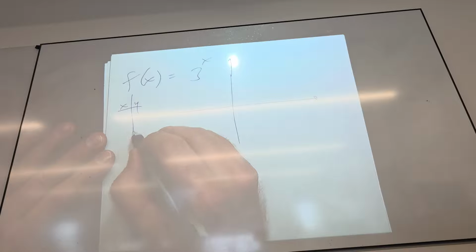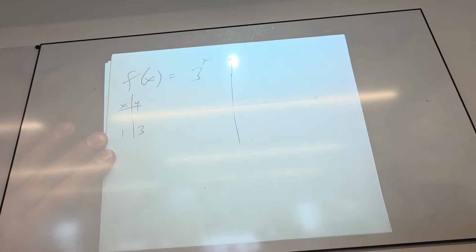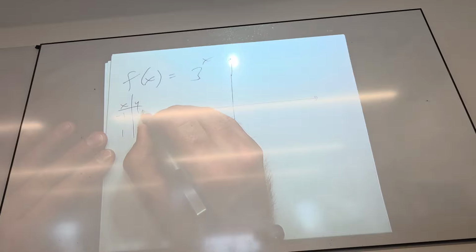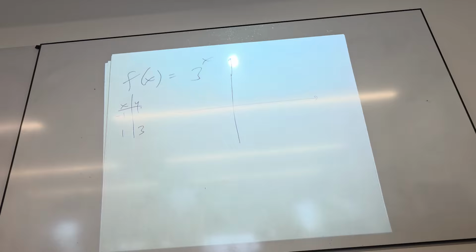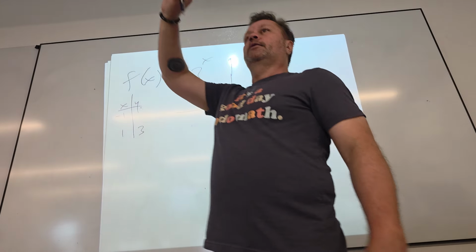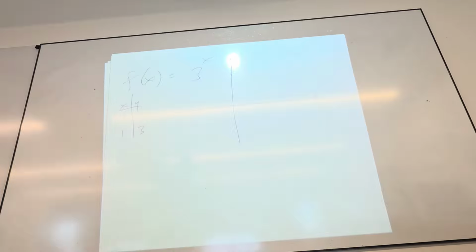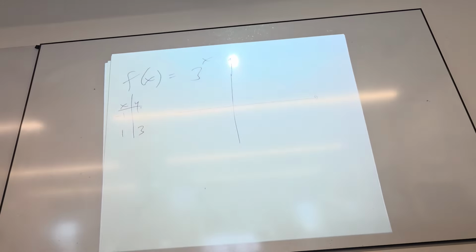Okay, 1, 3. I'll leave some room. -1, good. No. What's the output for -1? What's 3 to the -1? No. What's the negative power mean? 4-letter word starts with F. You can say it in mixed company. Flip. You guys with me? So negative power just means flip. So 3 to the -1 is 1/3.